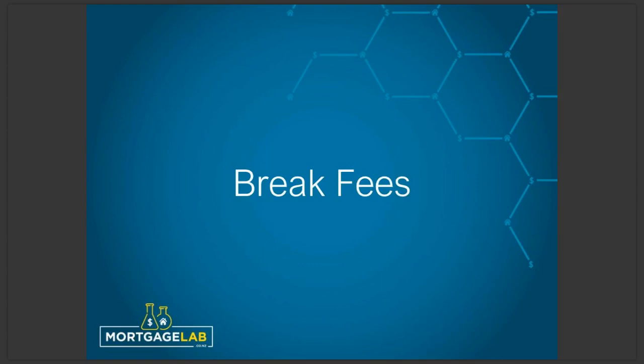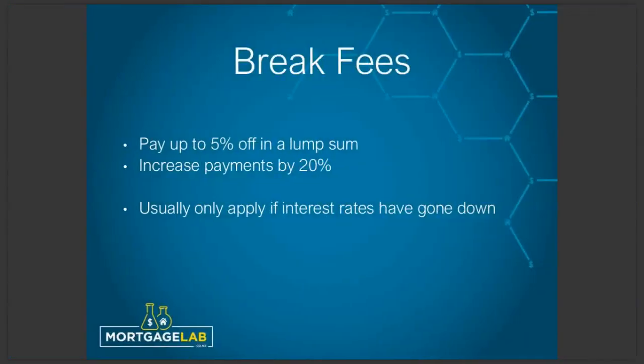As we know, there are two different ways of paying back a mortgage more quickly. We've got a lump sum payment, or we've got the increase in regular payments. Some banks allow one method and some banks allow another without incurring a break fee. So at least one bank in New Zealand allows you to pay up to 5% of the mortgage off as a lump sum without penalty. Most of the banks allow you to increase your payments by up to 20%.